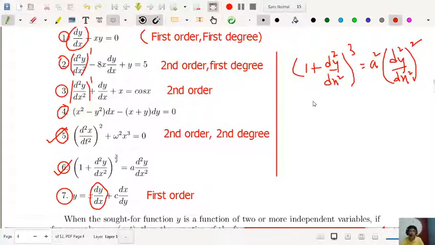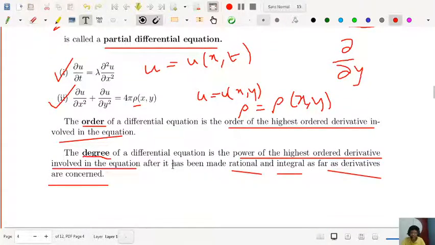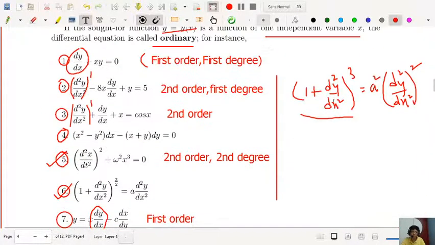So now you can tell me the power. What is the power of the highest order? If you expand this, it is a cubic expansion, and you will get a 3 as the power of this highest order. So it is a second order third degree differential equation. Look at that. That is why in the definition of degree it is written that it applies after the equation has been made rational and integral, otherwise you cannot specify the degree.